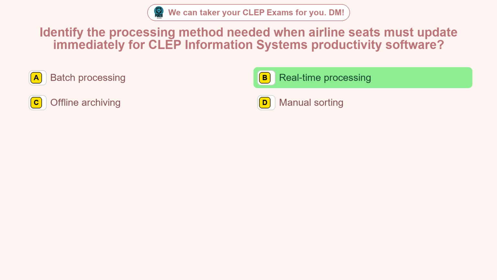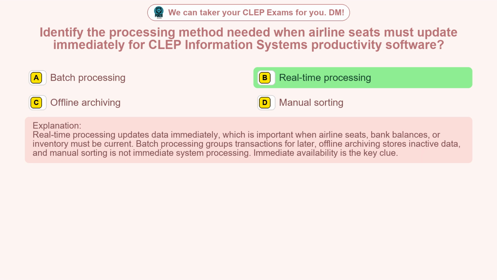Real-time processing. Real-time processing updates data immediately, which is important when airline seats, bank balances, or inventory must be current. Batch processing groups transactions for later, offline archiving stores inactive data, and manual sorting is not immediate system processing. Immediate availability is the key clue.